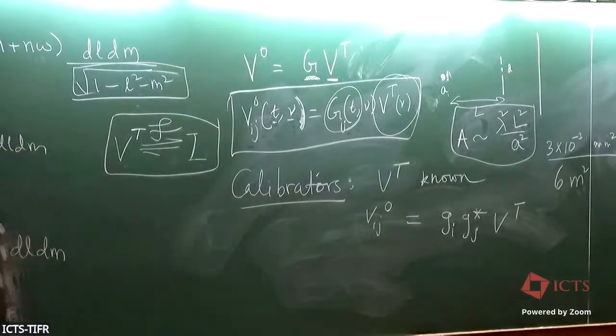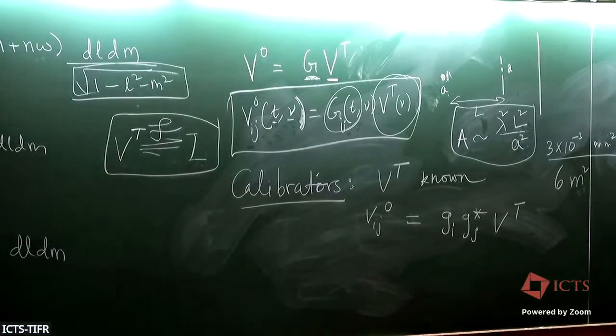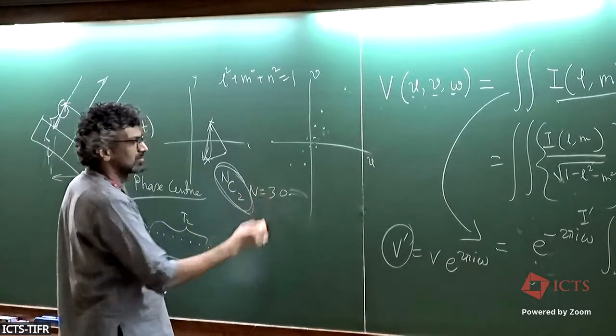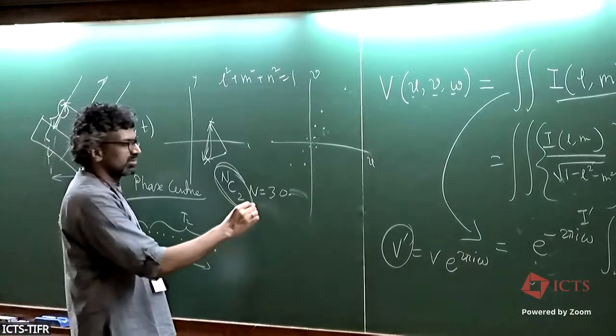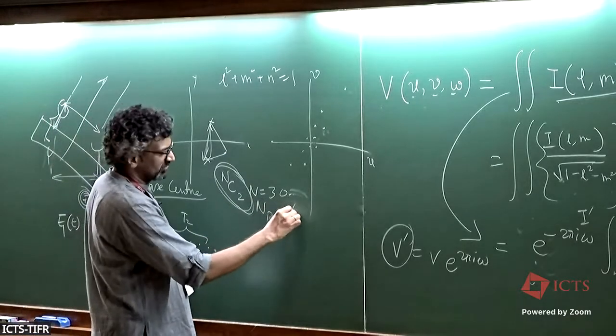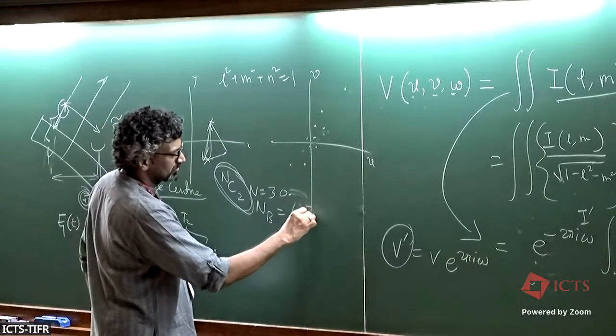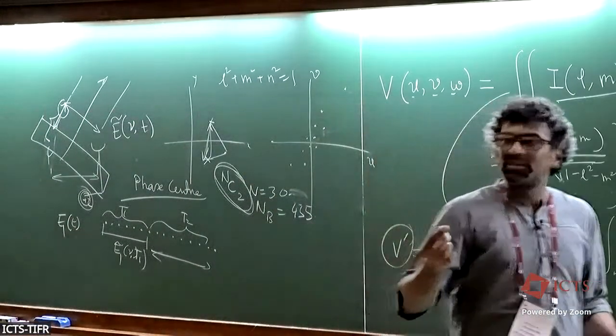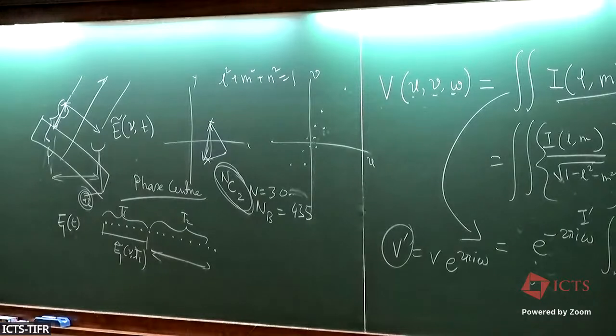For the GMRT, I have 30 antennas. So how many baselines do I have? The number of baselines is 435, right? NC2, 435. So if I observe a calibrator source for which I know the true visibilities, I can write down such an equation for all my 435 baselines. Baseline 1, 2, 1, 3, 1, 4. I know the observed visibility now. I know the true visibility for my calibrator.